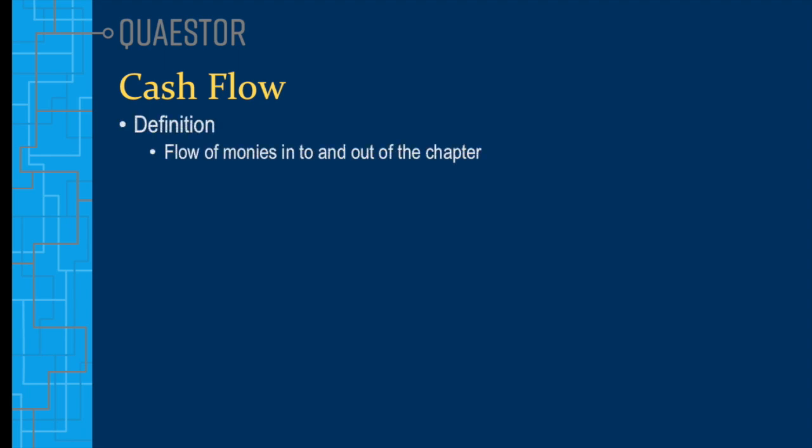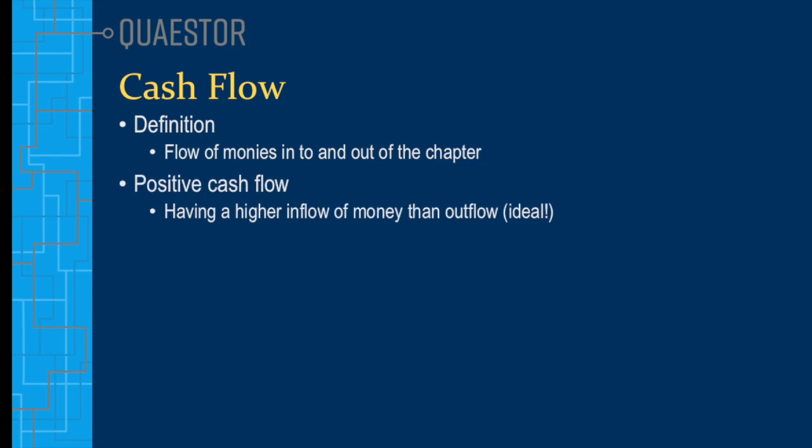Cash flow is simply the flow of money into and out of the chapter. It is imperative that a Quaestor plans to collect monies on time so that he can in turn pay monies owed on time. The goal would be to ensure that you have more than enough assets or monies for the monies that you owe. This would be a positive cash flow.